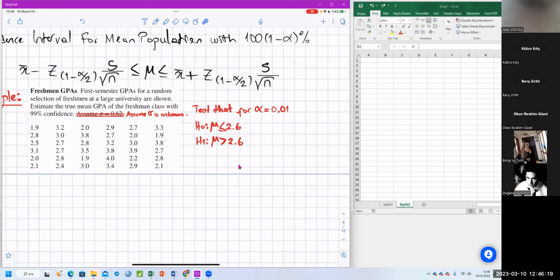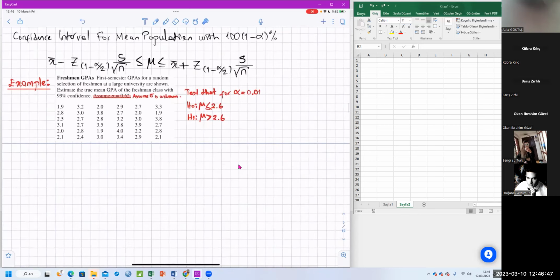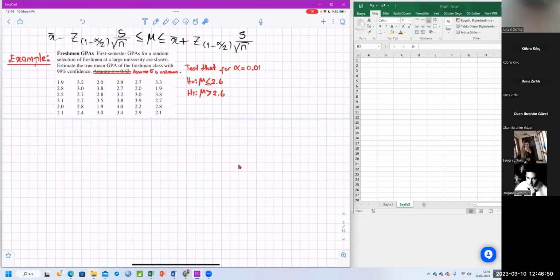Test whether the mean GPA of the freshman student is greater than 2.6. So we don't have the X bar, we don't have the sample standard deviation. We are going to estimate the population standard deviation using the sample standard deviation. So in this example, let me get to the solution.